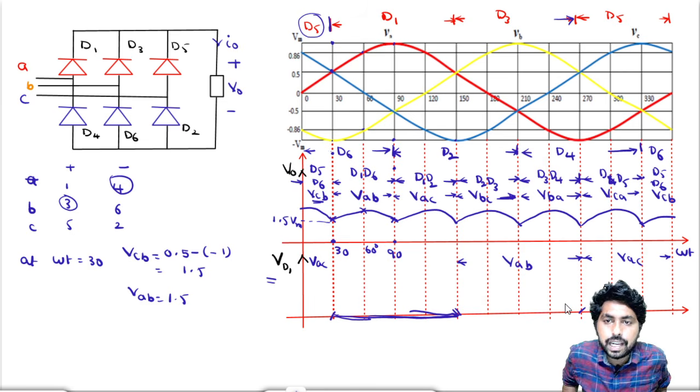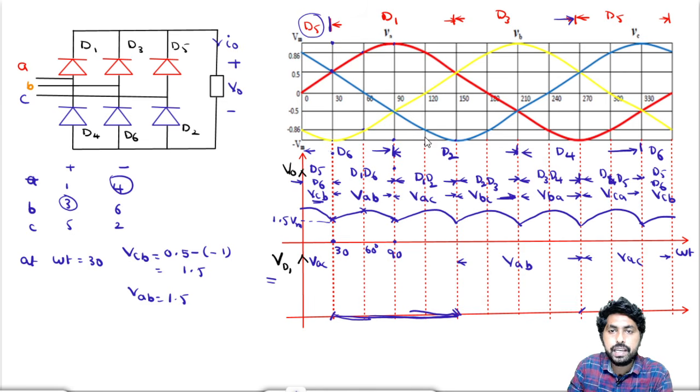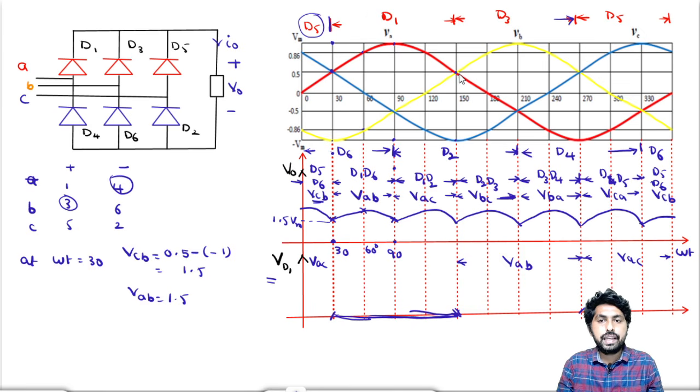So how can we draw the VAB? VAB is nothing but VA minus VB. So at this point, at 150 degrees, VAB equals VA minus VB. Both VA and VB are equal, so the difference is 0. So at this point, the red line and yellow color line approach the same point, so VAB is 0.